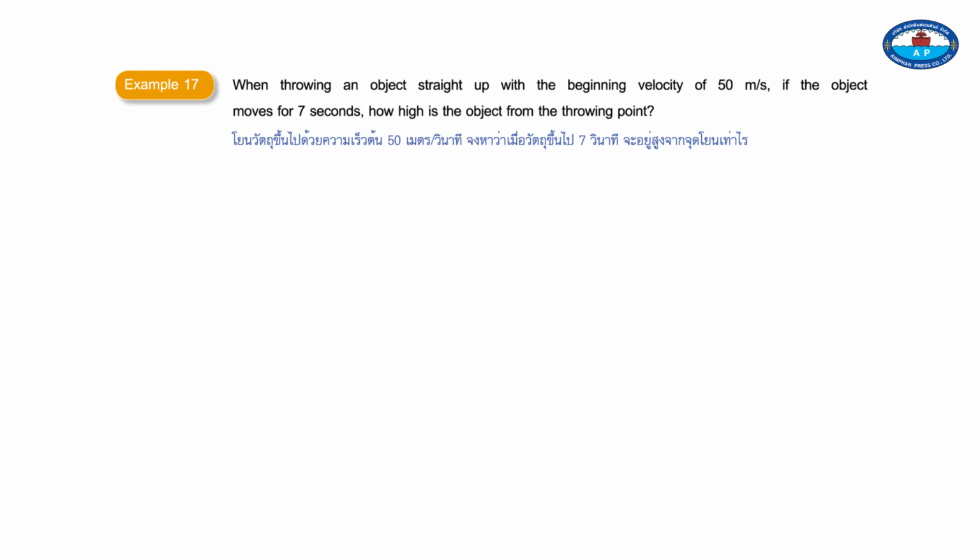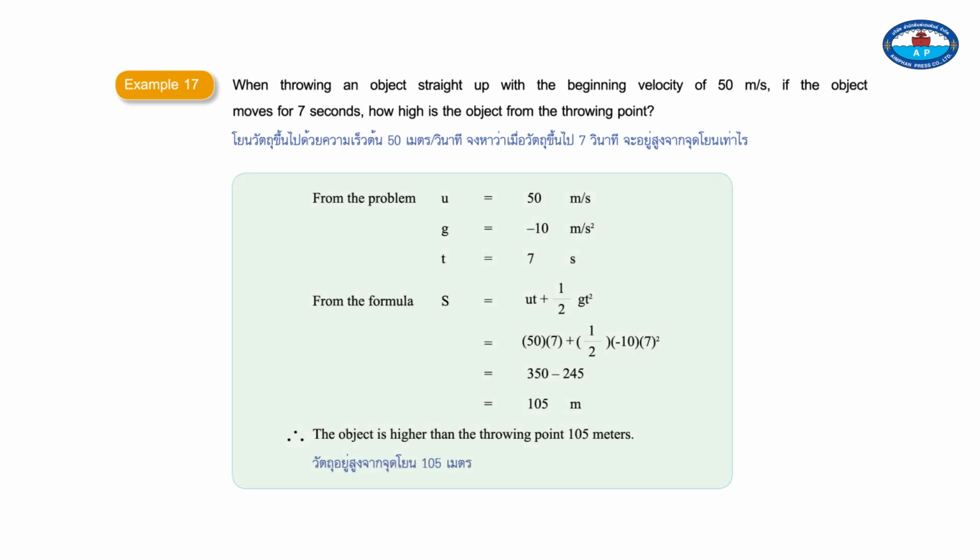Example 17. When throwing an object straight up with the initial velocity of 50 meters per second, if the object moves for 7 seconds, how high is the object from the throwing point? The object is higher than the throwing point by 105 meters.